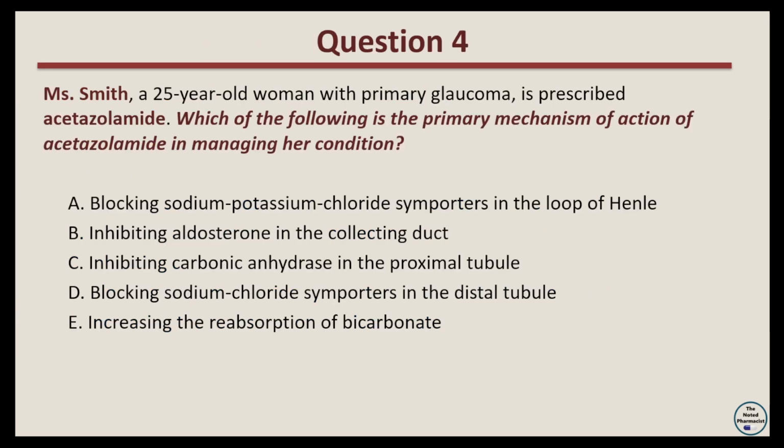Question 4. Ms. Smith, a 25-year-old woman with primary glaucoma, is prescribed acetazolamide. Which of the following is the primary mechanism of action of acetazolamide in managing her condition? Option A, blocking sodium-potassium chloride importers in the loop of Henle. Option B, inhibiting aldosterone in the collecting duct. Option C, inhibiting carbonic anhydrase in the proximal tubule. Option D, blocking sodium chloride importers in the distal tubule. Option E, increasing the reabsorption of bicarbonate.